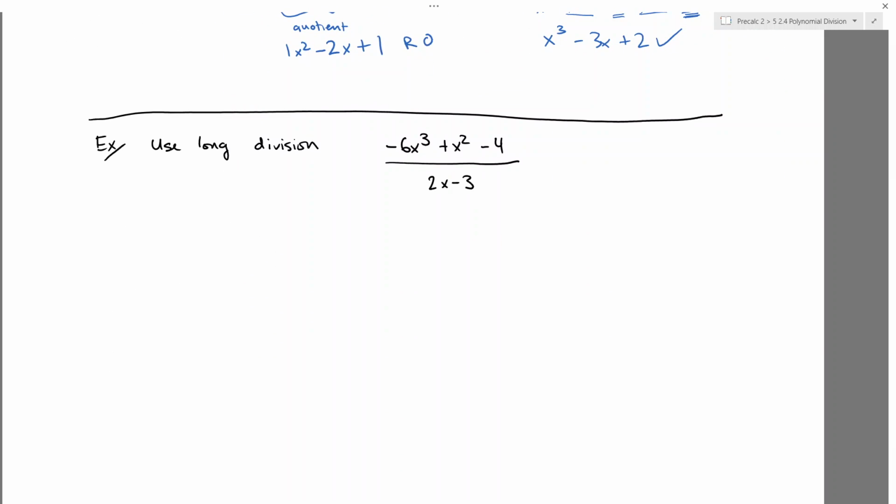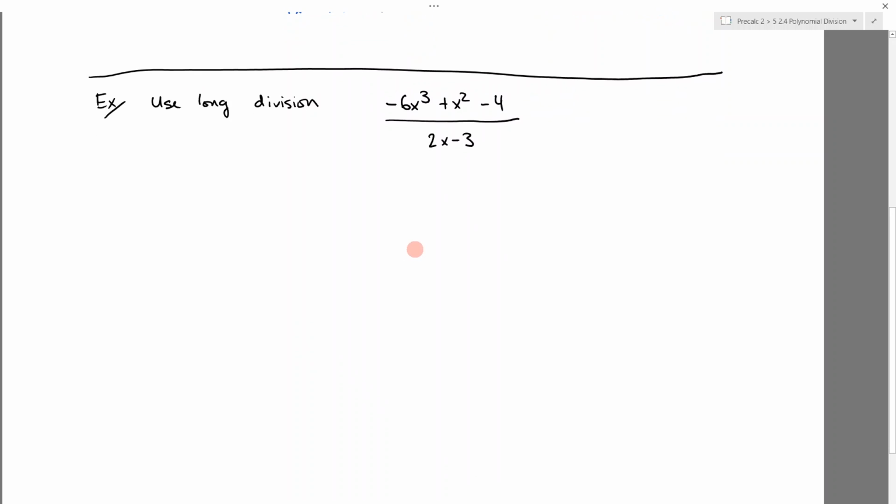So finally, we look at the example for long division. So we first set it up. So the original thing is minus 6x cubed plus x squared, missing an x term, so I leave some space there, minus 4. The thing we're dividing by is 2x minus 3.